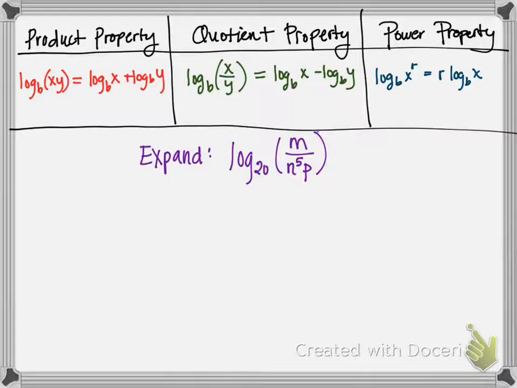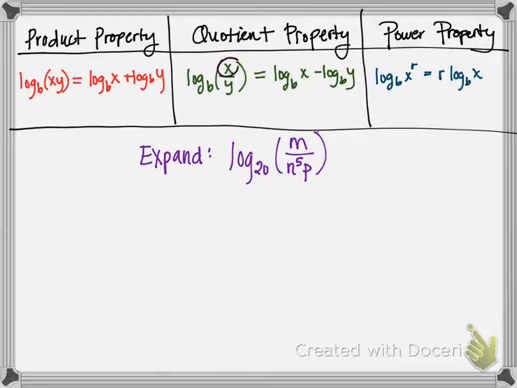In this example, we're going to be using the properties of logs in order to expand this expression. So the first thing I noticed for log base 20 of m over n to the 5th p is that the argument has division. So we're going to be using the quotient property to begin with, that says if you're dividing, you can separate as subtraction.